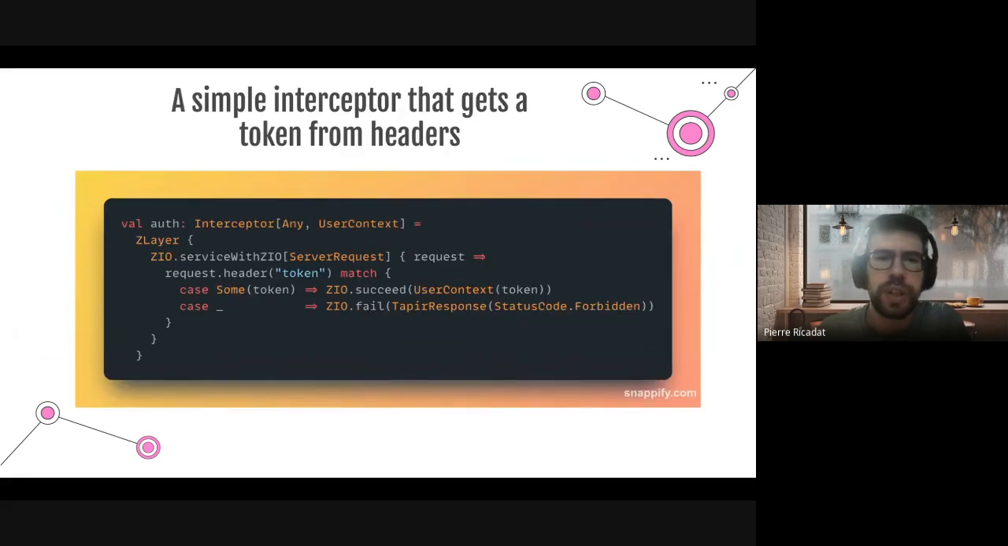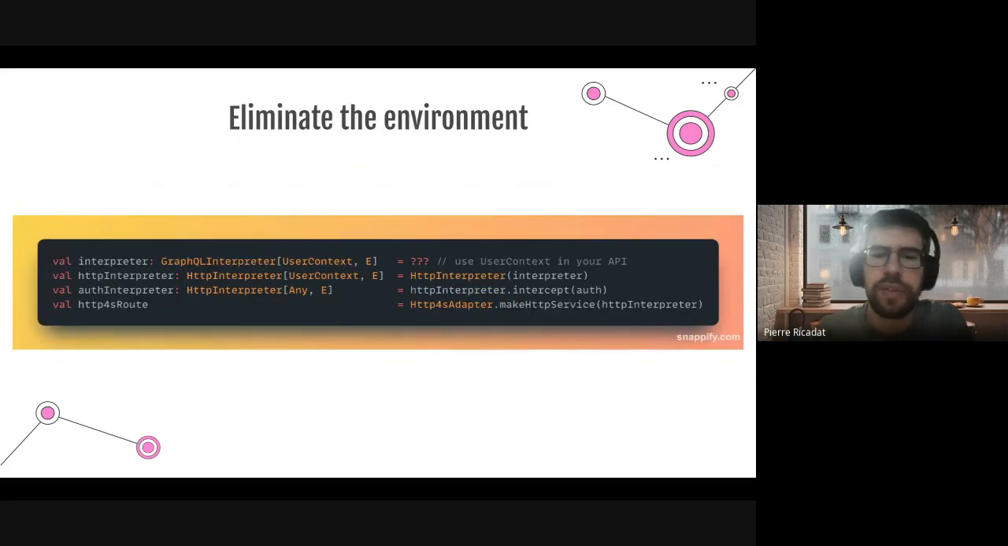You see, this authentication interceptor out of any is able to create a user context. So that means that we don't have a need to provide a user context anymore. It's provided by the interceptor. Then we can turn this auth interceptor into an HTTP4s route.